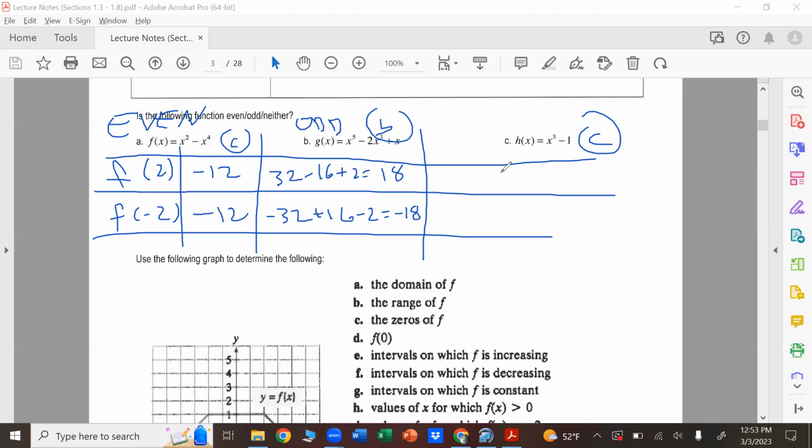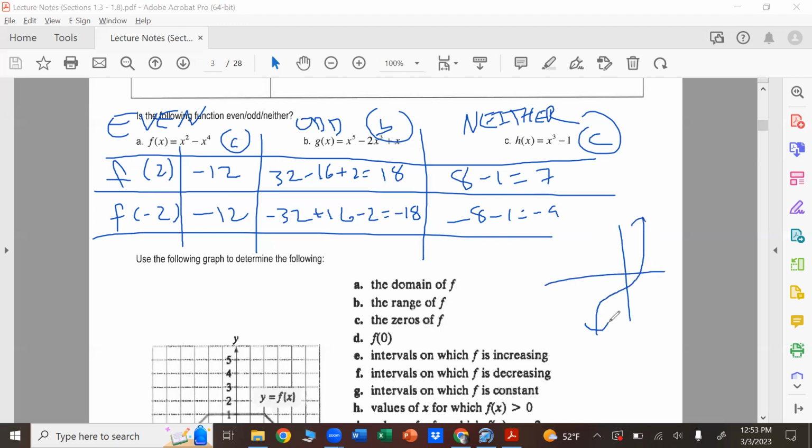Okay, let's plug in 2 into h of x. You get 7, right? But plug in negative 2, you get negative 9. That's neither. Plus, if you were to graph it, it looks like this. Does the y-axis cut that in half?